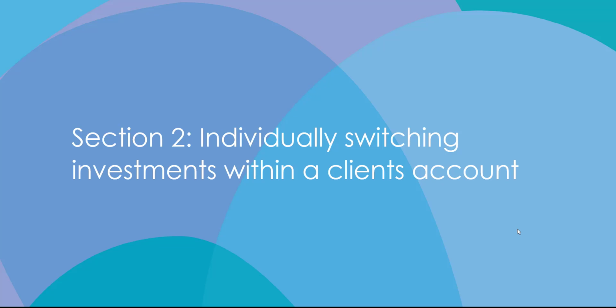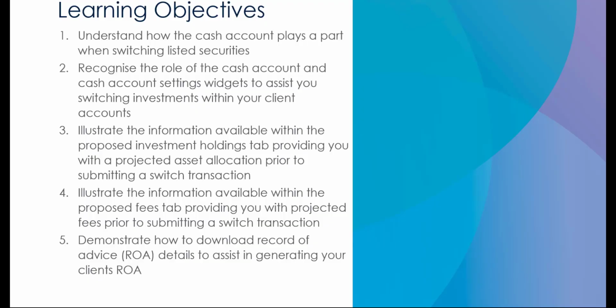So let's move on to section 2, which is individually switching investments within a client's account. Some of the learning objectives that you'll get out of this section include how to understand the cash account, how it plays a part when switching listed securities, recognize the role of the cash account and cash account settings widgets to assist you with switching investments within your client accounts, illustrate the information available within the proposed investment holdings tab with a projected asset allocation prior to submitting a switch transaction, illustrate the information available within the proposed fees tab, providing a projection of fees prior to submitting a switch transaction, and then finally demonstrating how to download a record of advice or ROA details to assist in generating your client's ROA.